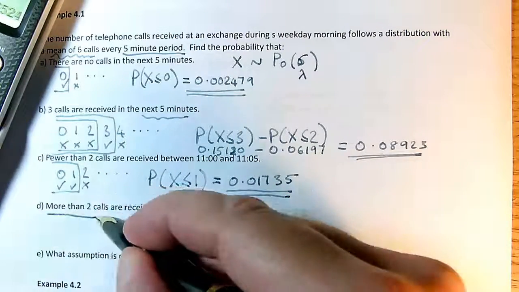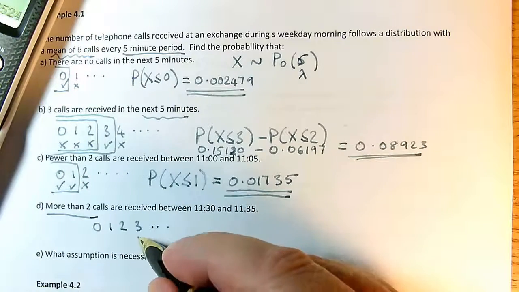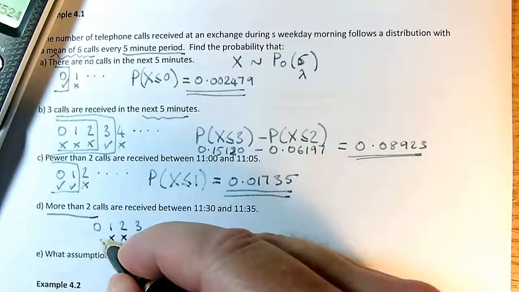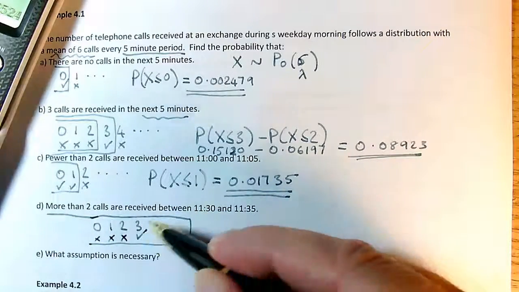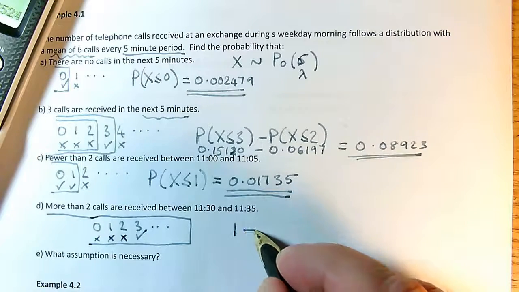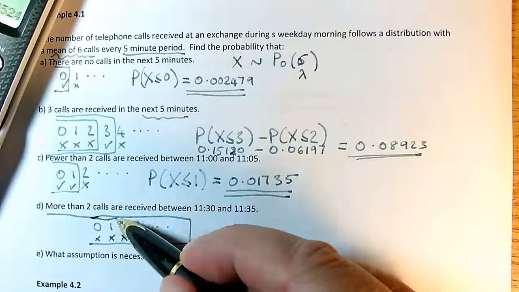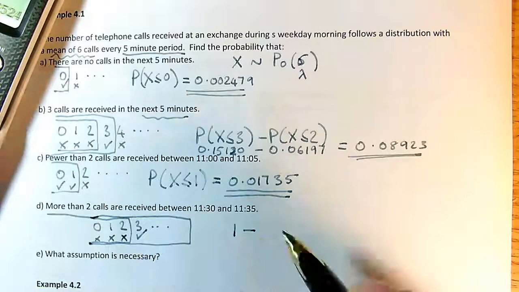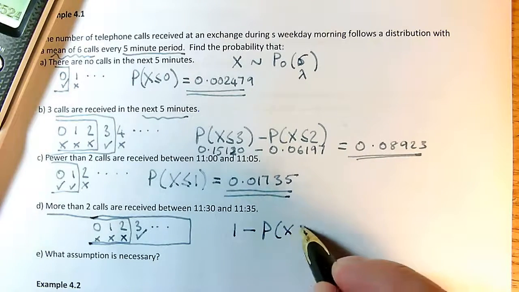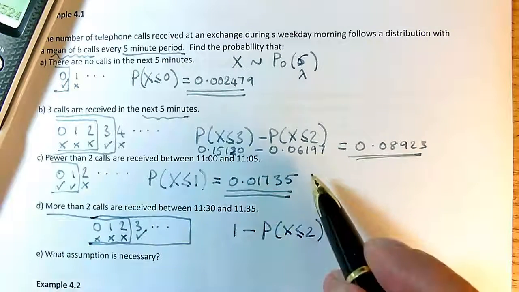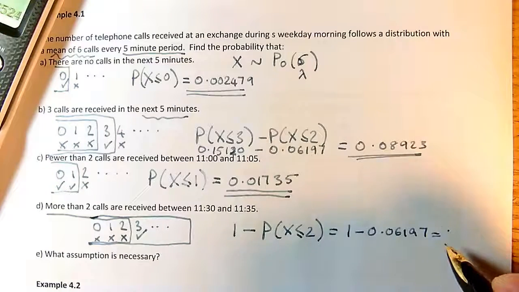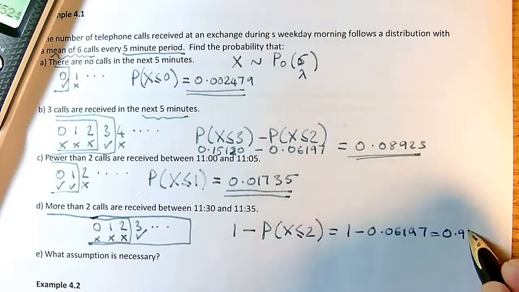Next one, we're doing more than 2. List the outcomes. 3 is more than 2, but 2 isn't, and these clearly aren't. So my inclusion box has to include everything. These go on forever, but I can include everything because I'm going to be doing 1 minus. And then I need to get rid of these pesky crosses. So my exclusion box is for all values of X up to and including 2. So I need to do 1 minus the probability of X being less than or equal to 2, which I've done already. So do the subtraction and you get 0.9380 to 4 significant figures. Good.